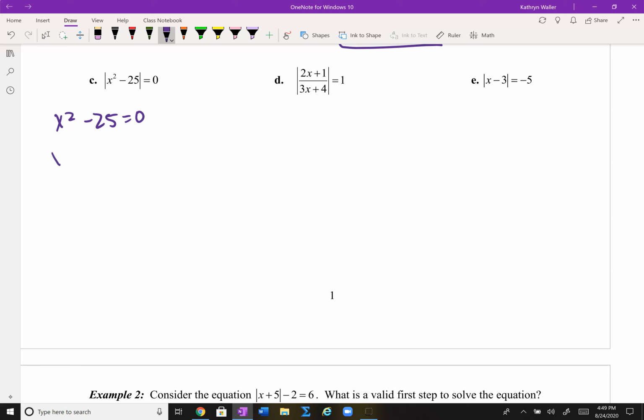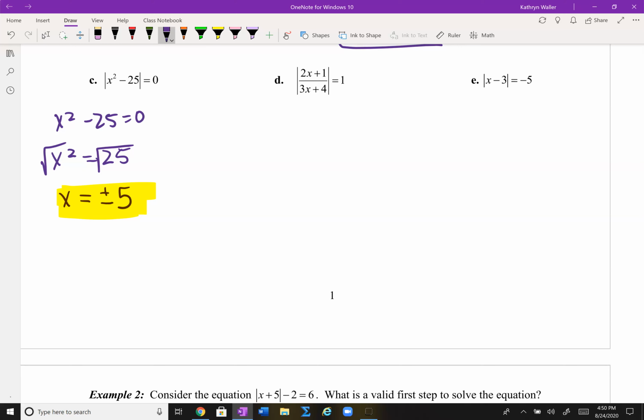Okay, there's a couple of ways to solve this. So I'm just going to pull that 25 over, and then I'm going to square root it, and you get x equals. When you're the one that takes the square root when you're solving, you have to include the positive and the negative with it. The square root of 25 is 5, and that's your answer. So you actually have two answers, positive 5 and negative 5.